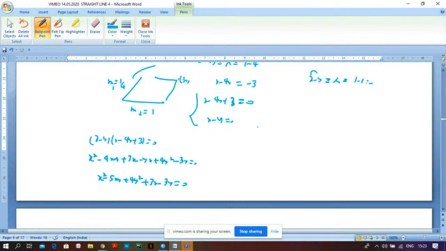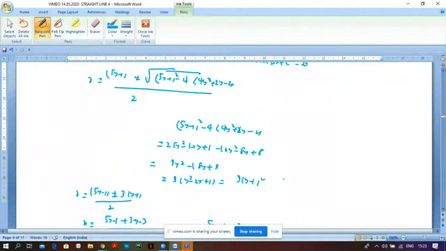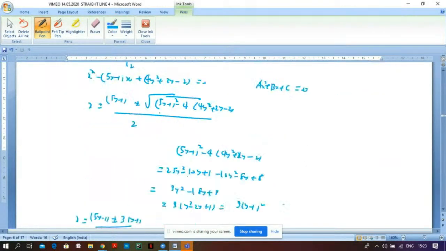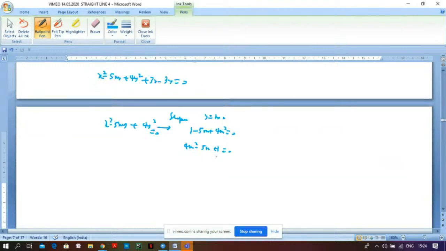Now, if your job is only to find the pair of lines, then this is not needed. What we can do is that we know that this second degree term only gives you the slope. So if you just have to find parallel lines, I will write that x square minus 5xy plus 4y square equal to 0. This will give me the slopes of the lines. So I'll just write y equal to mx. So that is 1 minus 5m plus 4m square is 0. So that is 4m square minus 5m plus 1 is 0. I can find m from here.